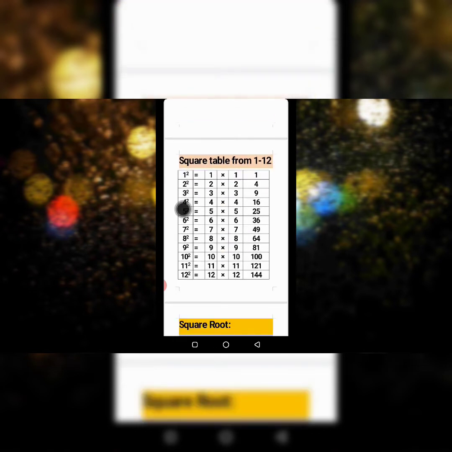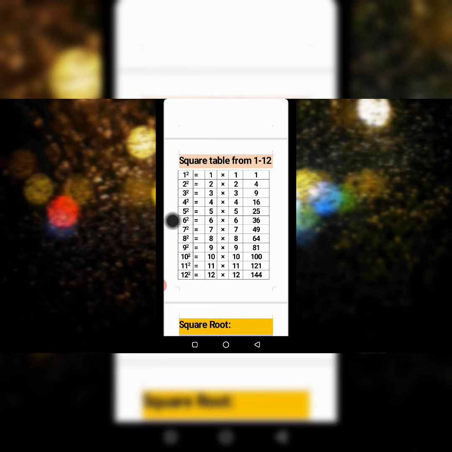Now move towards the next term, that is 4. 4 squared: the integer is 4 and the index power is 2. 4 squared means two 4s are going to be multiplied by each other. 4 multiplied by 4 is equal to 16, and 16 is the perfect square of 4. Next one, 5 squared. 5 squared means 5 multiplied by 5, that means two 5s. 5 multiplied by 5 is equal to 25, and 25 is the perfect square of 5.